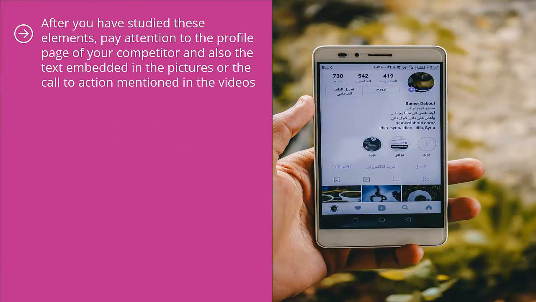After you have studied these elements, pay attention to the profile page of your competitor and also the text embedded in the pictures or the call to action mentioned in the videos. These relate to their sales funnel. Basically, they are mentioning discount codes so people viewing this content can get a discount. They're also promoting the profile page of their website. Look at their sales funnel strategy. How do they use their popular content to get traffic to their site?